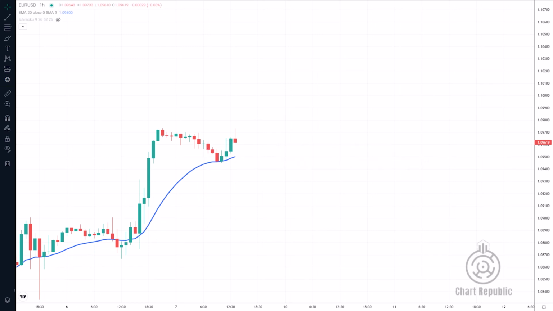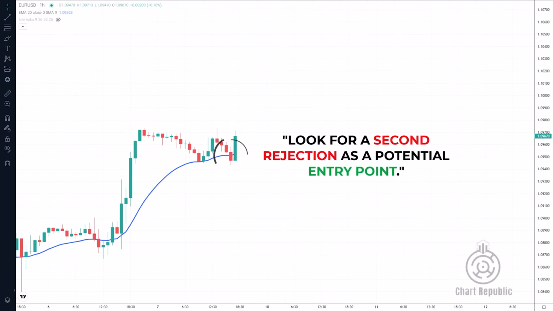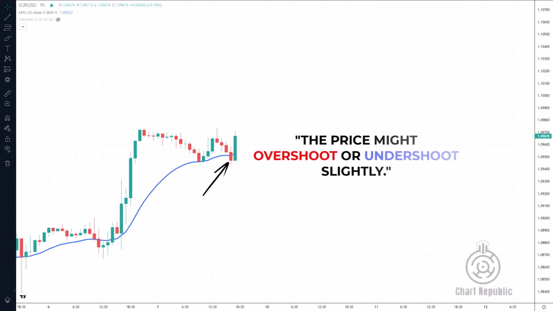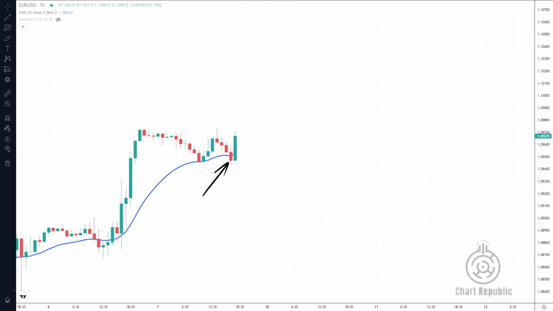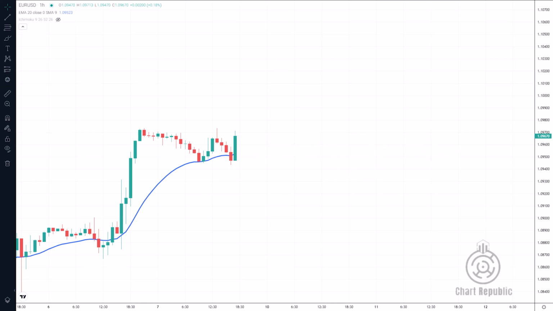After that, we await the second pullback to the 20 EMA, searching for trading opportunities as the second rejection becomes evident. Keep in mind that the second rejection from the moving average might not always hit the exact line spot on. Sometimes it might slightly overshoot or undershoot. But here's the deal. If there's significant deviation from the 20 EMA, it could signal a flawed trading setup that might not be worth the risk involved.